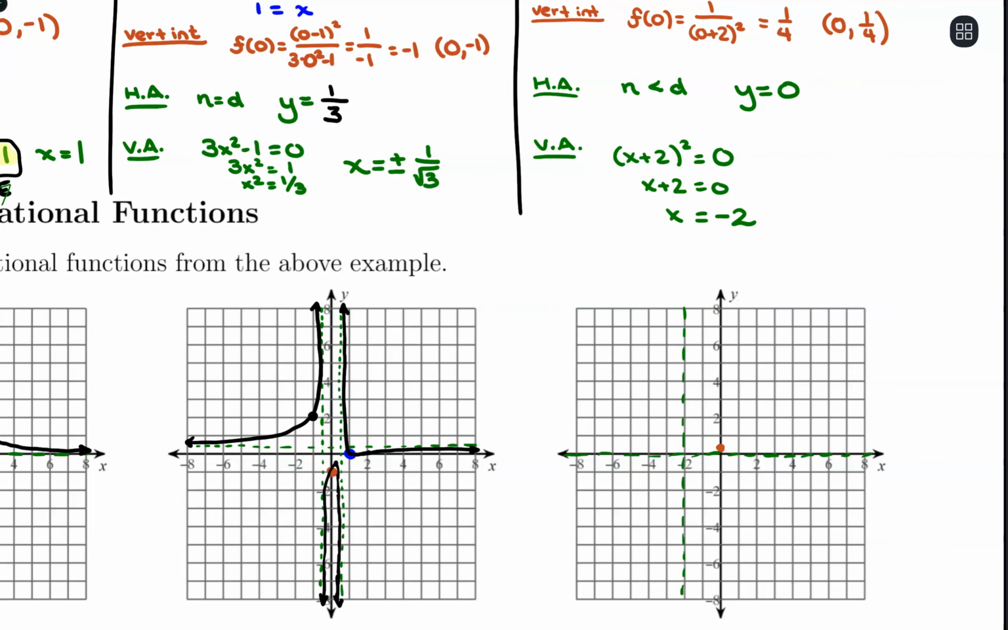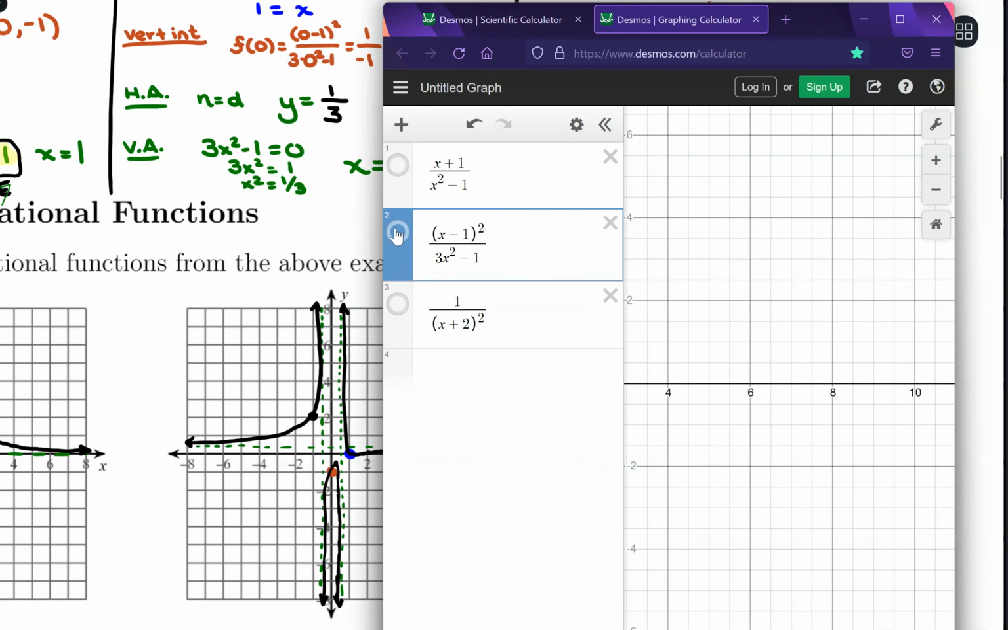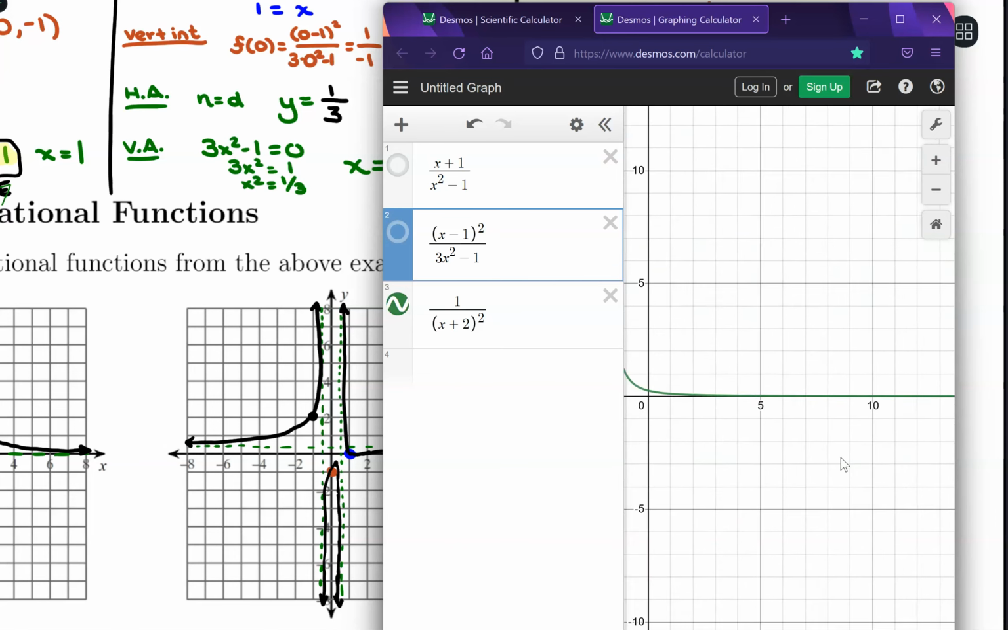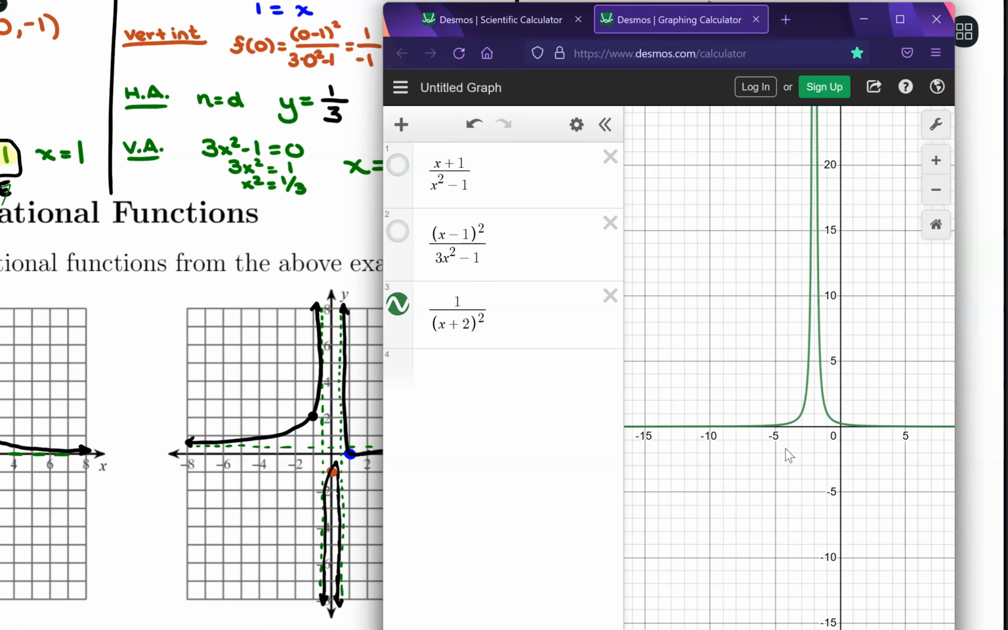So let's go over to Desmos and see what it's showing us. So what we see is something that looks very similar to our 1 over x squared graph. And in fact, the shape of it is exactly the same. What's happened is we've just picked it up and moved it to the left 2 spots. This is a property of graph transformations.